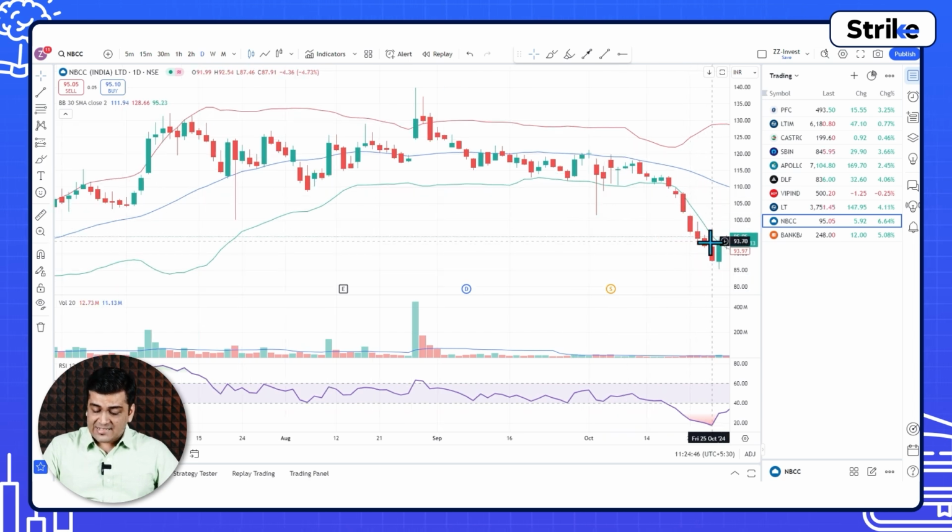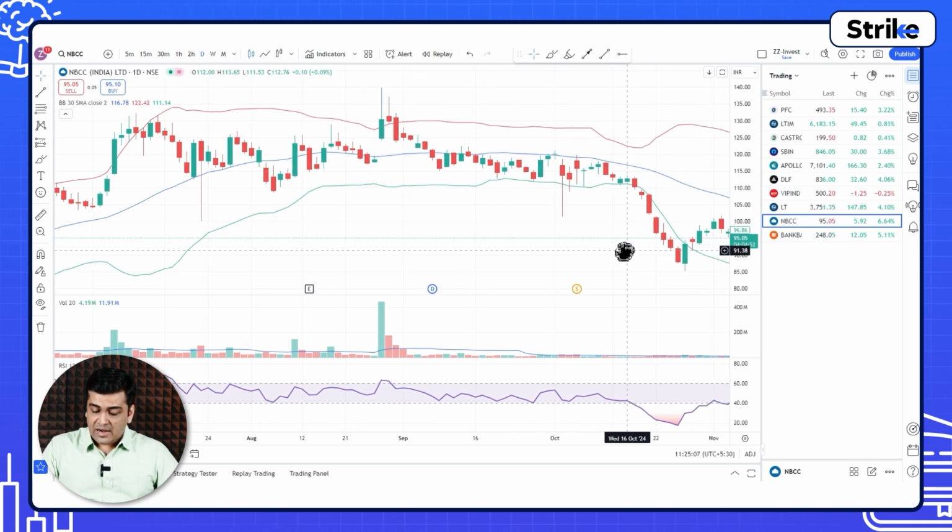So were prices below the lower Bollinger Band? Yes. Did prices start coming inside the band? Yes. Is RSI below 40 and rising? The answer is yes. So somewhere around 95, we shall buy this particular share with a stop loss below around 87 or 85. And for around 3-4 days we'll keep it open and try to book partial profits.